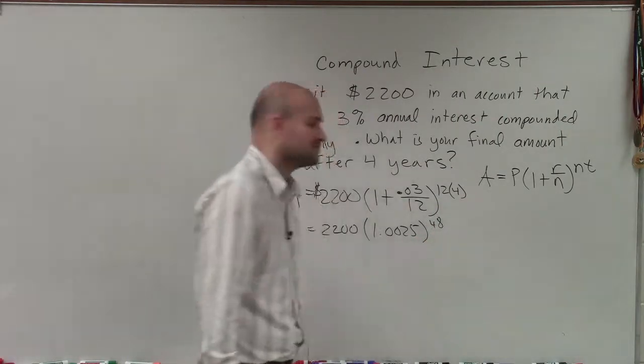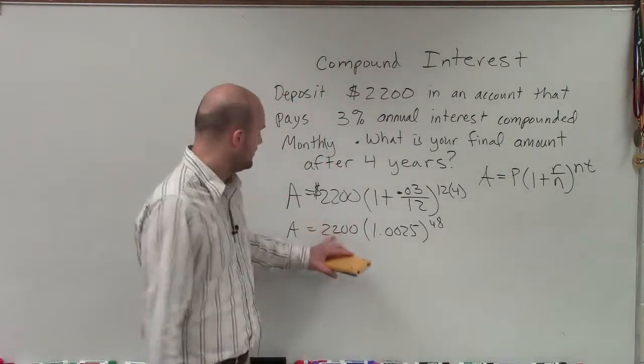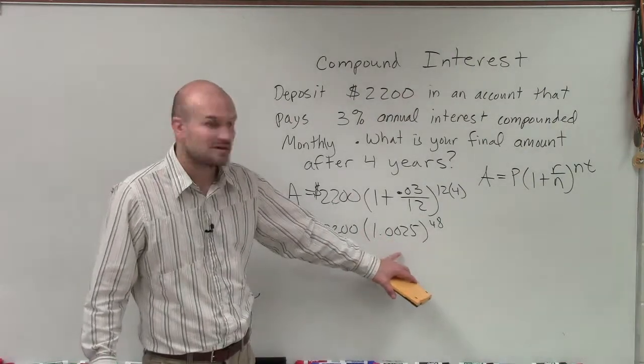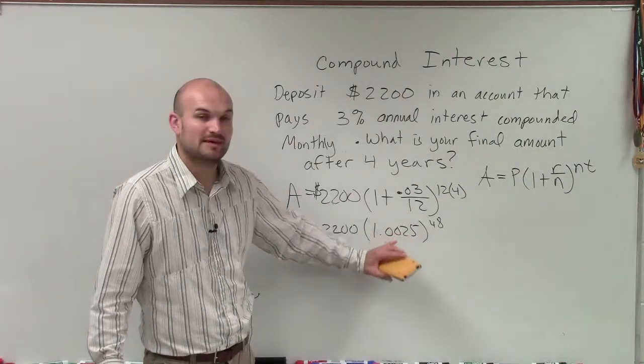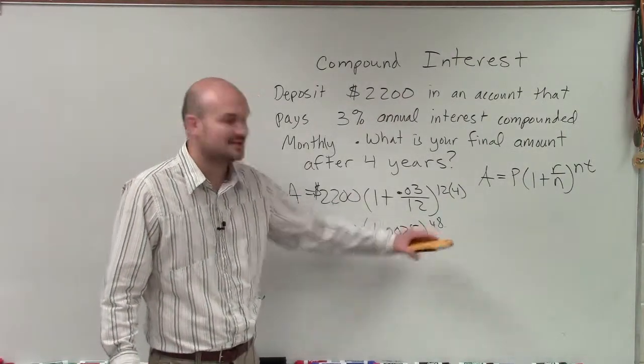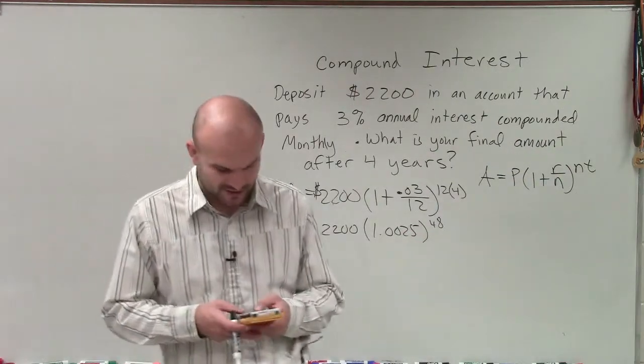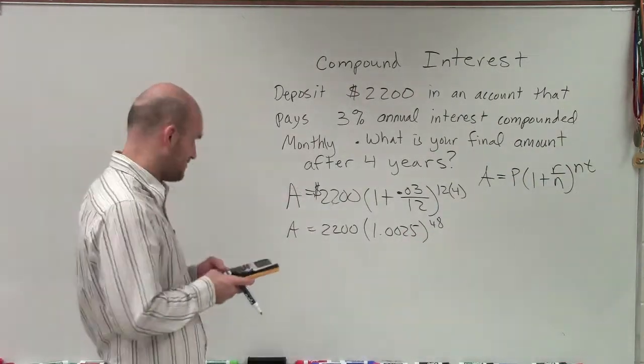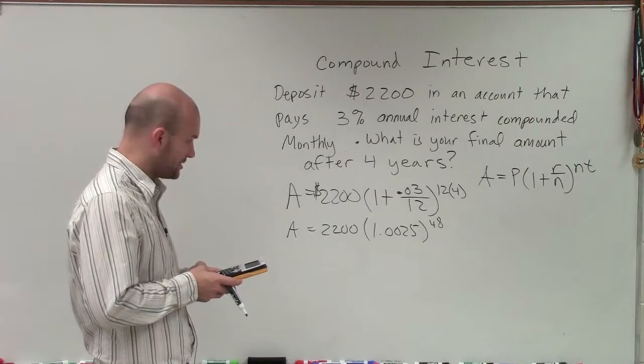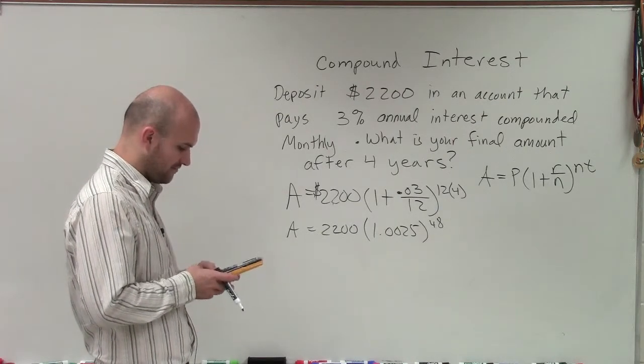Now, the next place a lot of students make a mistake is they multiply your principal times your interest times this value. But we've got to be careful. You've got to apply order of operations. We've got to raise that to the 48th power first. So I raise 1.0025 to the 48th power.